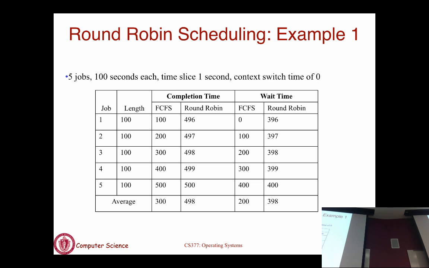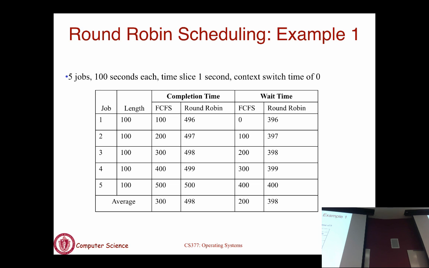Now in the case of round robin, it's the same thing, the difference between these two columns. The first job finished at 496 seconds, and over its lifetime, it spent 100 seconds executing on the CPU. So it follows that it spent its remaining 396 seconds just waiting in the ready queue, because you're not computing, you're sitting in the ready queue waiting for a turn. There's only two things you can do. So you will see that here the wait times are 396, 397, and so on to 400.